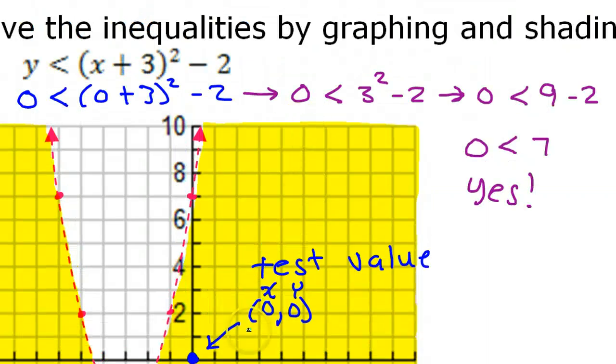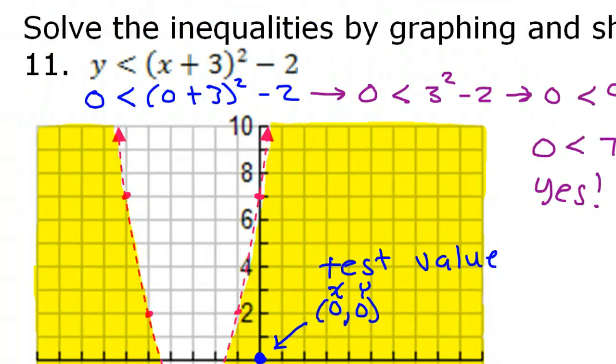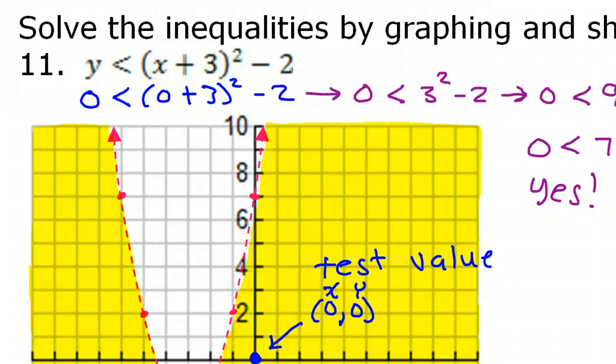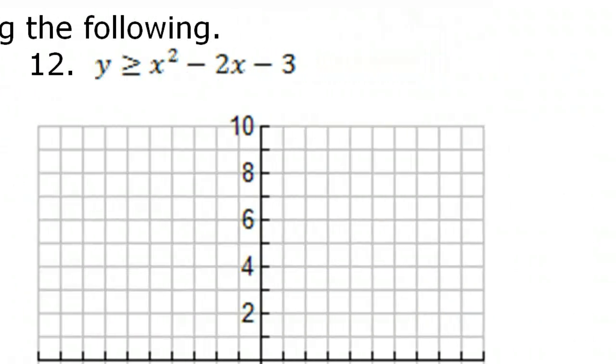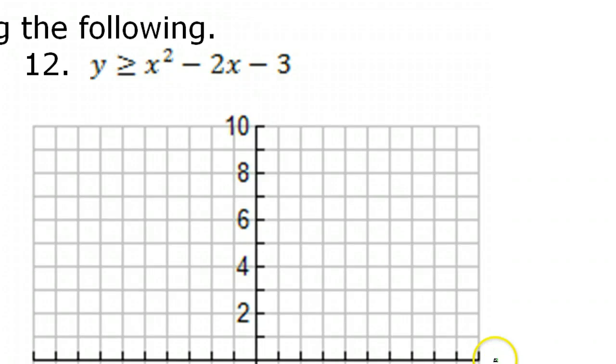Some students like to use both methods and make sure they're getting the same answer by both methods. Then they're double sure. So you do what makes you happy. Alright, let's look at number 12 in the same light. First we must graph this parabola.